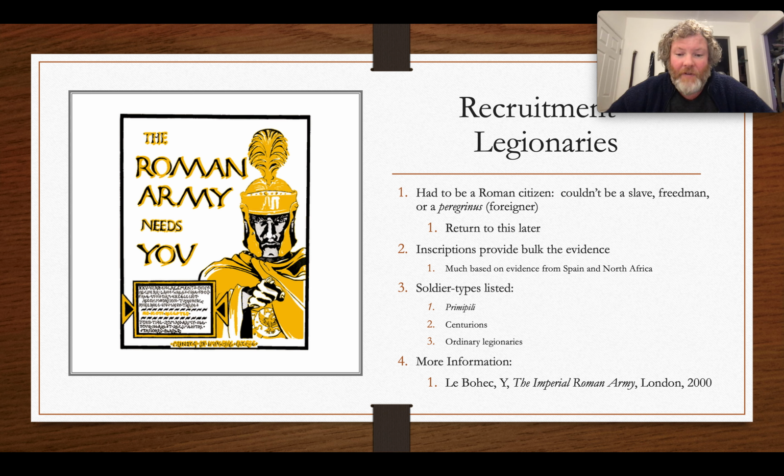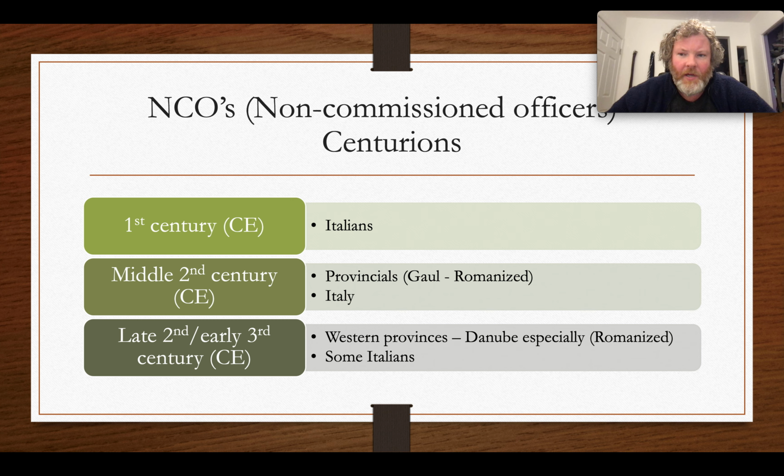The types that we find are the highest ranking centurions, the primipili, the centurions in general, but we also get some ordinary legionaries. One of the main sources for this information is Jan Le Bohec's wonderful book, The Imperial Roman Army, which is a translation from a French book. So for the process that we find, we focus on officers, non-commissioned officers. These are centurions, ones who moved up the ranks from a lowly recruit, and that's about as high as they can go.